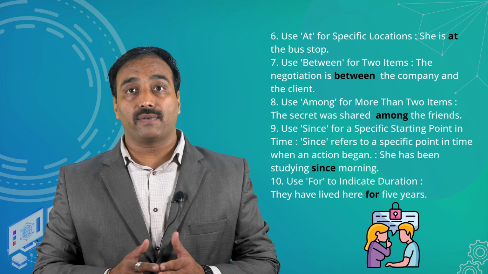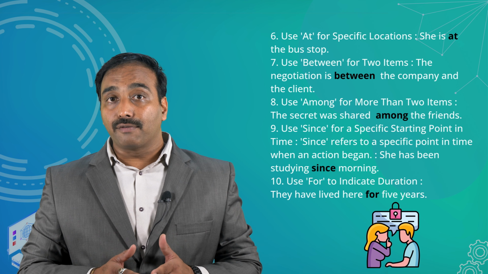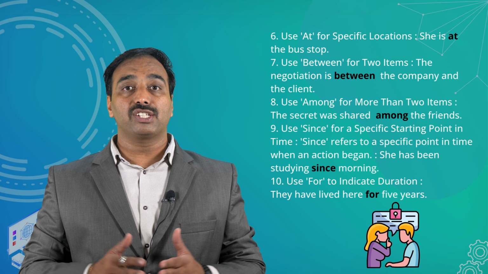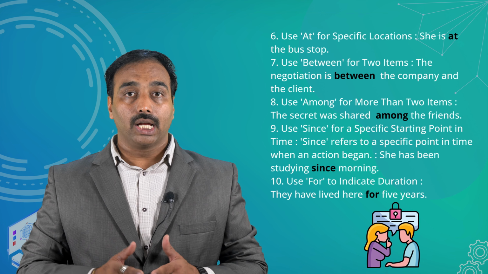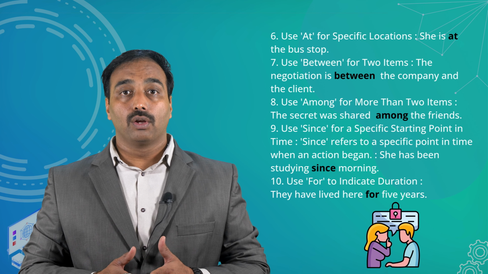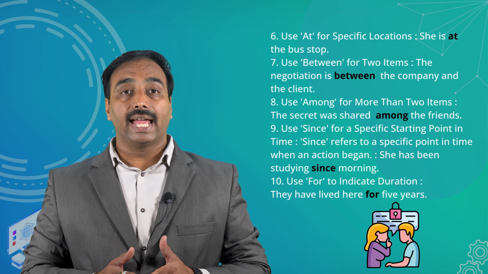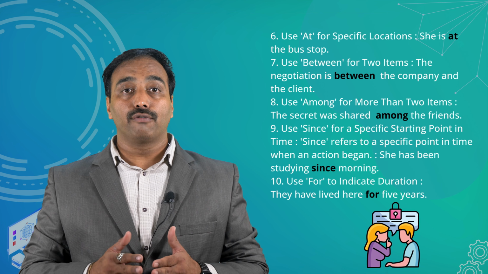Use since for specifying a starting point in time. Since refers to a specific point in time when an action began. Example: she has been studying since morning. Use for to denote duration. For denotes the length of time an action has been occurring. Example: they have lived here for 5 years.